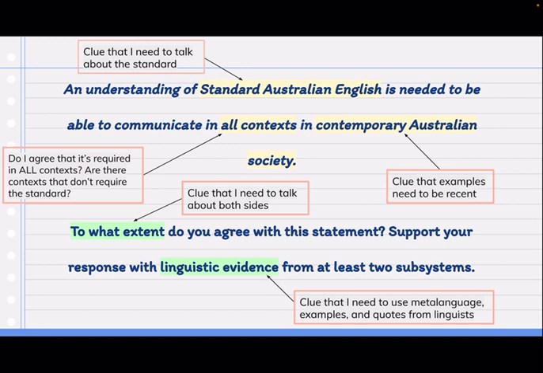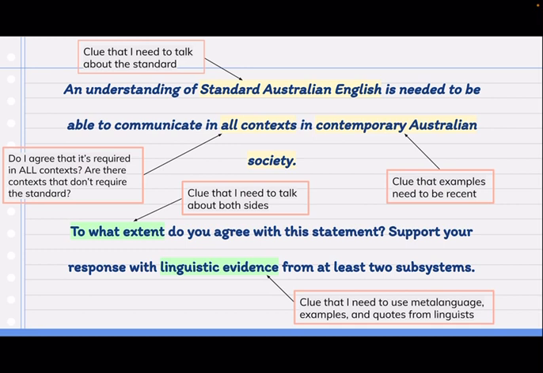So it's asking me, do I agree that it's required in all contexts? Are there contexts that don't require the standard? So this is pretty black and white. It's kind of saying it's needed in every single context in all of Australian society. So immediately that gives me a little bit of a clue that I can actually challenge this prompt.